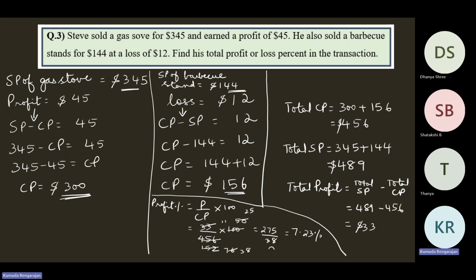Then you need to find the profit percentage, which is profit by CP into 100. Profit is 33 by CP. The total CP will have to take, 456 into 100. On simplifying, it is 7.23%. I have worked carefully, but when you work, please check my calculations, addition, subtraction, and simplification, all that.